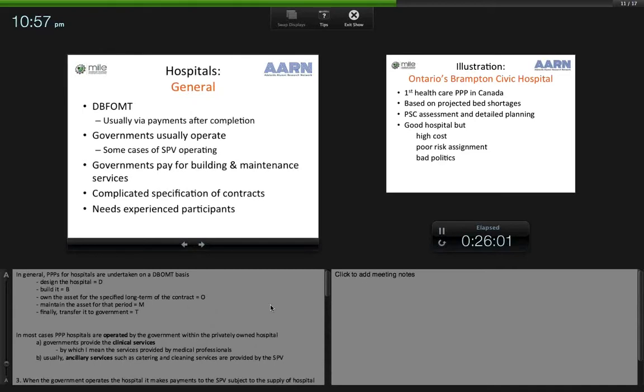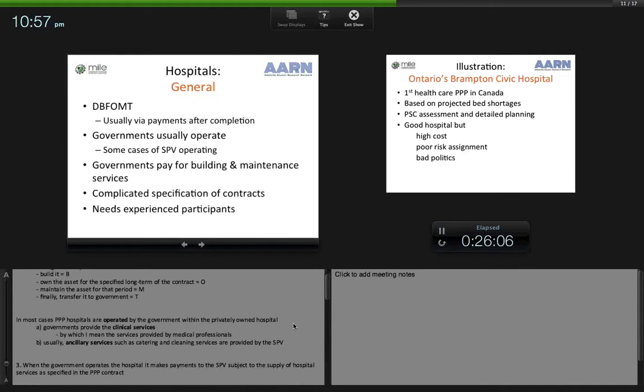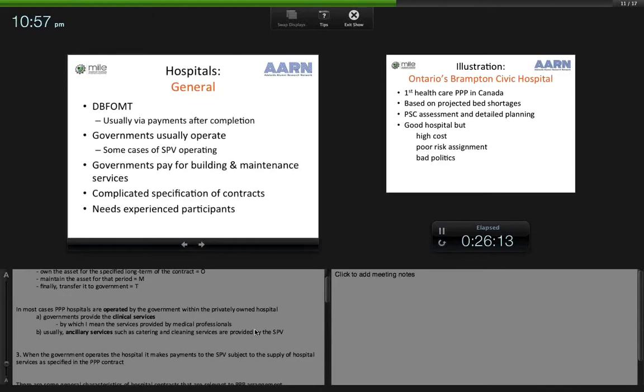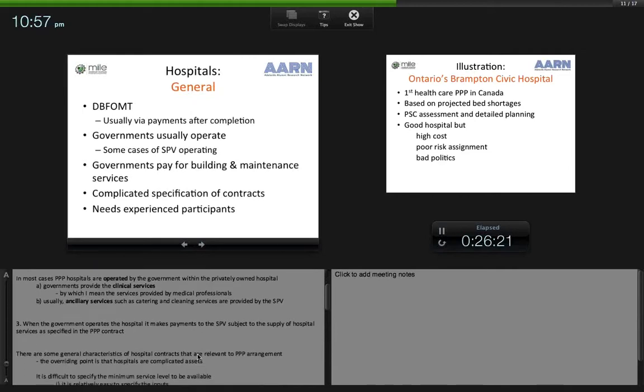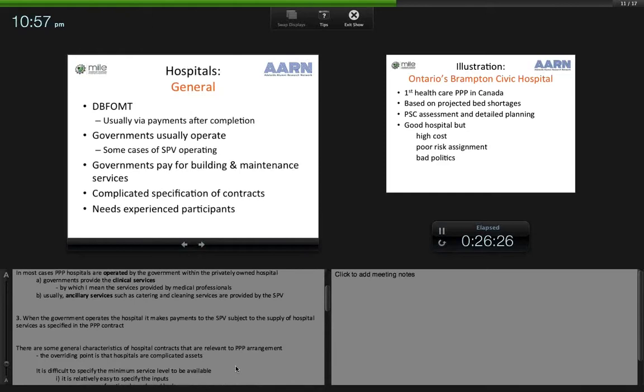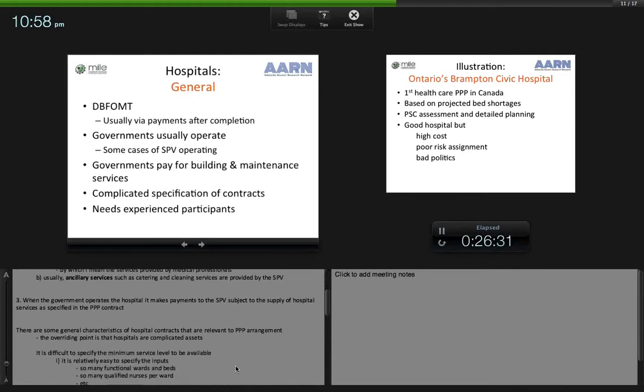In most cases, PPP hospitals are operated by the government within the privately owned hospital. In other words, governments provide the clinical services, by which I mean the services provided by medical professionals. Usually ancillary services such as catering and cleaning services are provided by the SPV. When the government operates the hospital, it makes payments to the SPV subject to the supply of the hospital services as specified in the PPP contract.